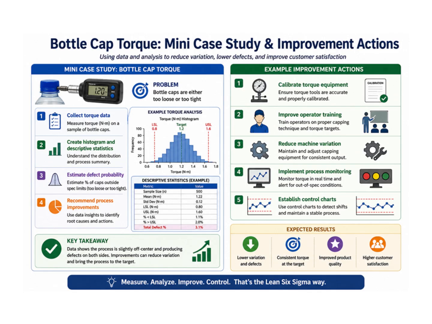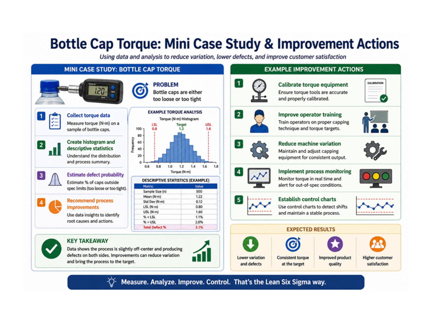This mini-case study reflects how many Lean Six Sigma projects unfold in industry. Teams begin by measuring and analyzing the process using statistical tools, and then use those insights to guide engineering and operational improvements. Based on the analysis, possible improvement actions may include calibrating torque equipment, improving operator training, reducing machine variation, implementing process monitoring, and establishing control charts to maintain process stability. The expected result is lower variation, fewer defects, more consistent product quality, and ultimately higher customer satisfaction.